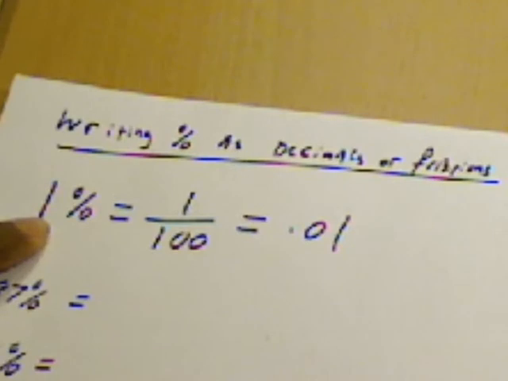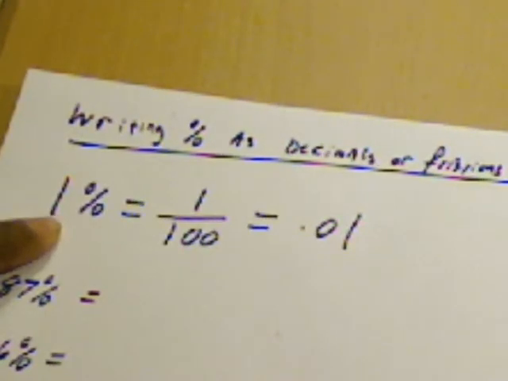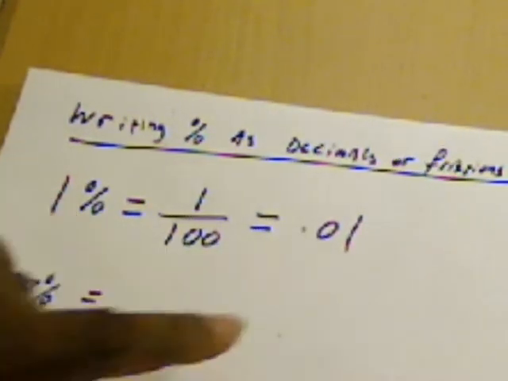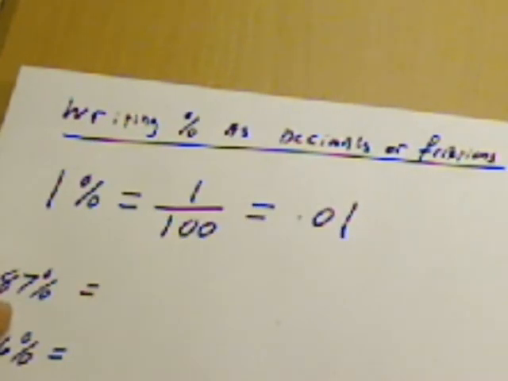Or if you want to be really cool, you can just move the decimal point 2 places to the left. 1% is the same as 1.0, so the decimal will be right here. Move it 2 places to the left to get 0.01. Either way you want. Let's take a look at 87%.